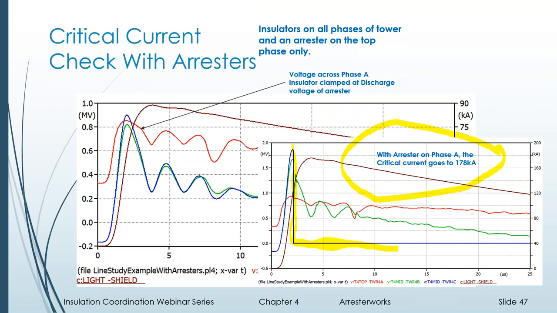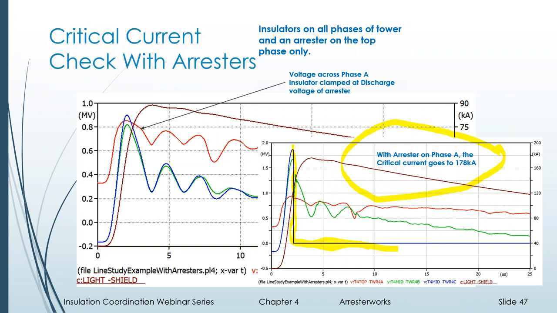If we had put an arrestor on just the bottom phase, I didn't do it in this one, it probably wouldn't have raised it up as much, because the top phase is getting most of the voltage.